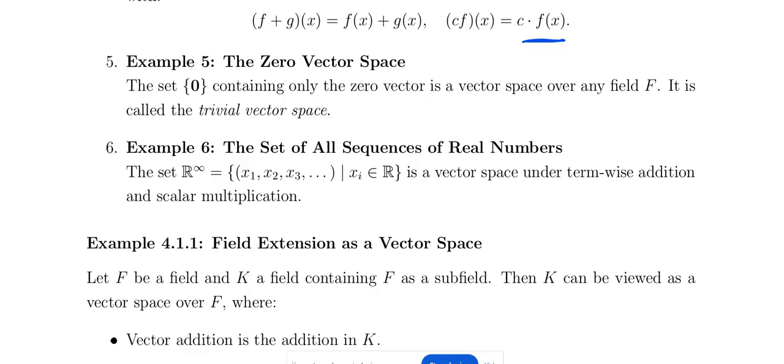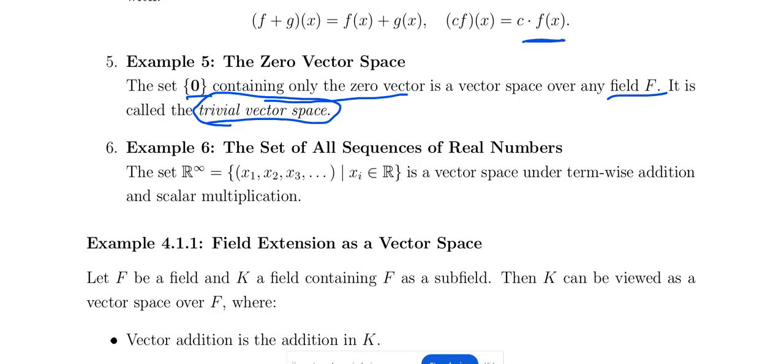Zero vector space means the set {0} containing only the zero vector. Only the zero vector is there. This is an example of a vector space over any field. Whichever field you take, this is a vector space. We call it the trivial vector space. This is called the trivial vector space, denoted 0. This is the zero vector space, containing only a single element, over any field.